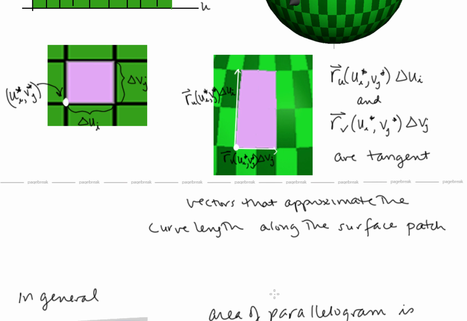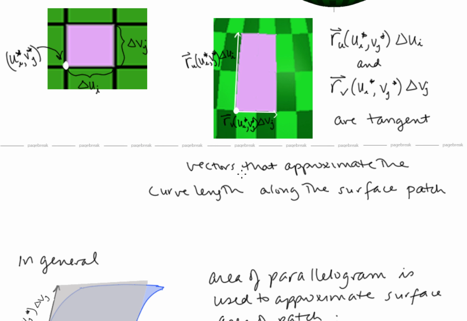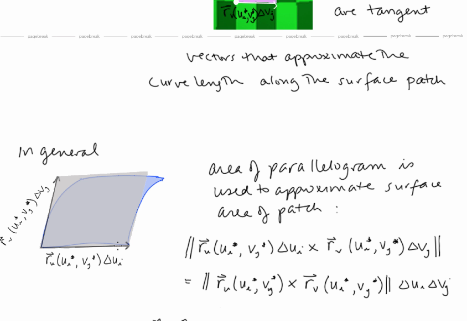So if we take a closer look at just what's happening here, in general we've got the two tangent vectors here at that point on the surface. Notice the blue is the curved surface, but what we're looking at is the two vectors along the tangent plane. So the gray part here is a part of the tangent plane to the surface at this point. So to approximate the area of the patch that's in blue, we're going to find the area of the parallelogram described by these two tangent vectors.